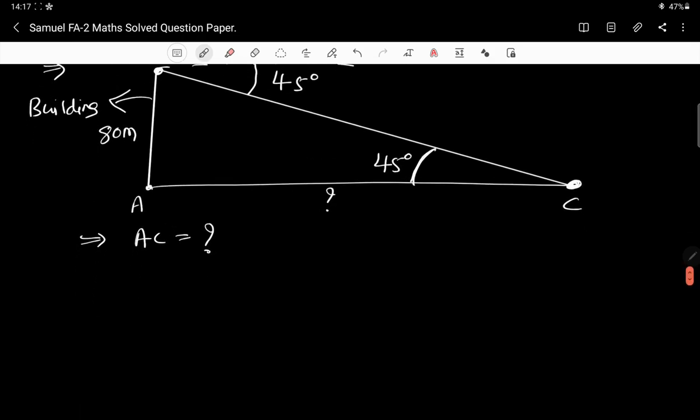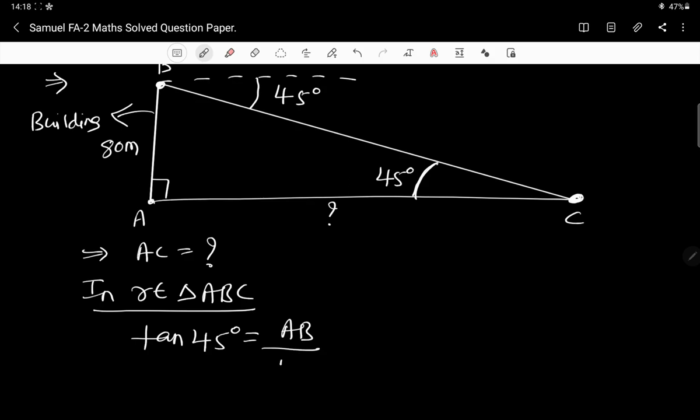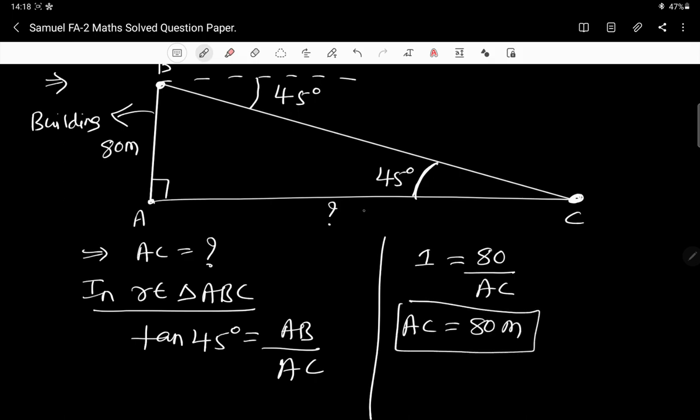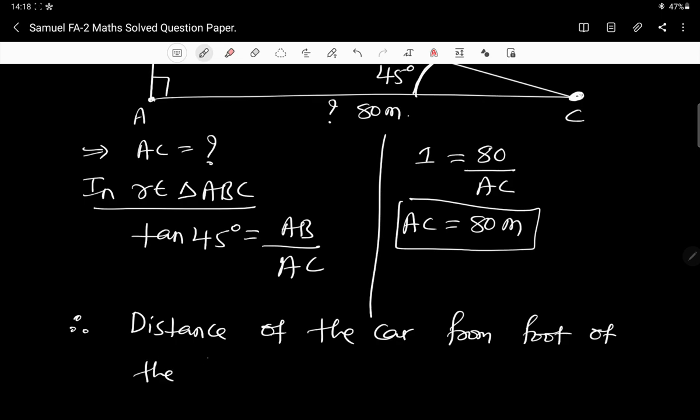This is quite a simple case. This is 90 degrees. You can easily observe the right triangle ABC. In right triangle ABC, I'm going to use tan 45 degrees, which equals AB divided by AC, opposite divided by adjacent. Tan 45 degrees is 1, AB is 80 meters, and AC we don't know. Sending AC to this side, AC is equal to 80 meters. Therefore, distance of the car from foot of the tower is AC, equal to 80 meters.